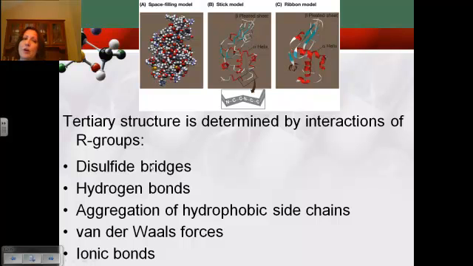This is determined by the R groups, not by the backbone. So depending on the properties of that R group, we may get things like disulfide bridges. And like I said, those are actually covalent bonds. We can get hydrogen bonds between the R groups. We can get an aggregation of those hydrophobic chains. They kind of weakly interact with each other, but they kind of don't interact with water, so they will kind of cluster together. We can also see van der Waals forces, which are those temporary dipoles within those hydrophobics. And then we can also see ionic bonds between the charged R groups.